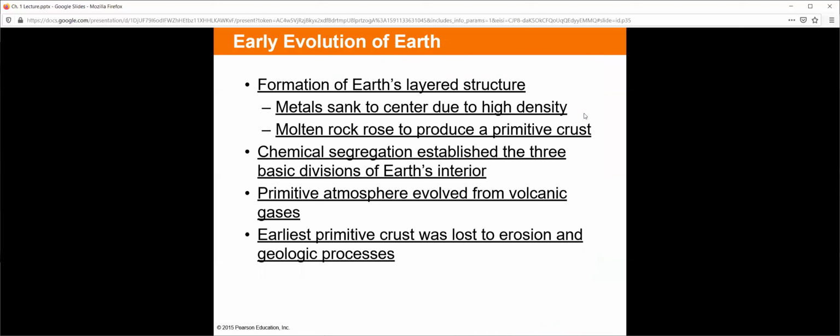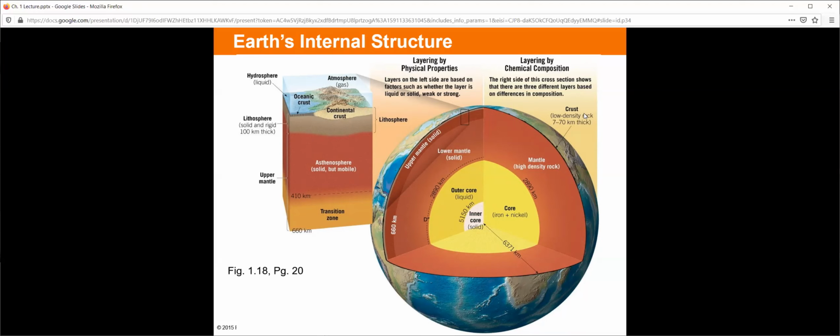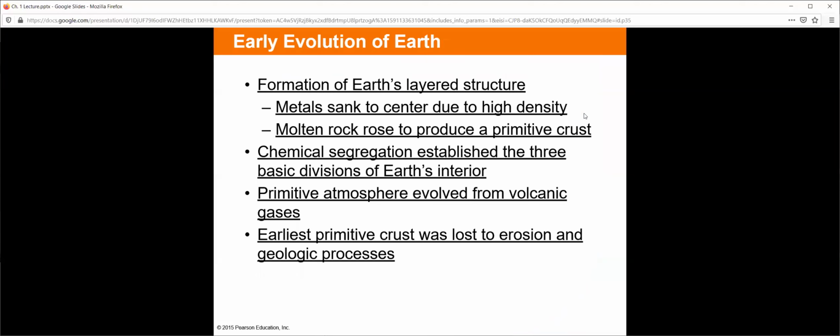Why did the Earth form the way it formed? Well, we know denser objects sink, right? So the metals, the iron and the nickel, sunk down to the bottom to form the core. And then the stuff that was less dense, like the rock, rose up to the top to create the crust. Chemical segregation established the three basic divisions of the Earth's interior, along with gravity, as I said before, and a primitive atmosphere evolved from volcanic gases.